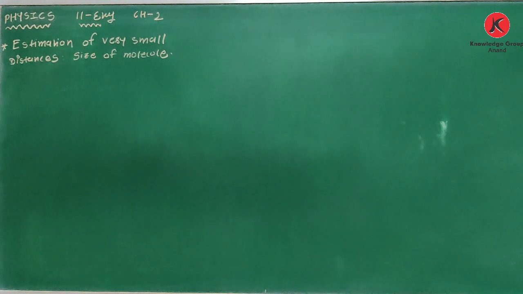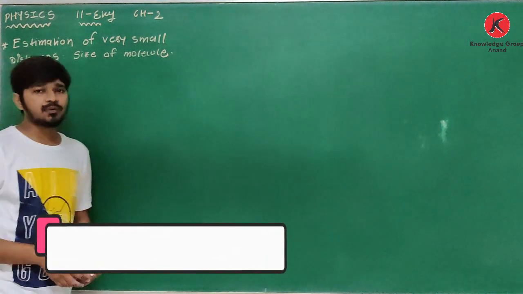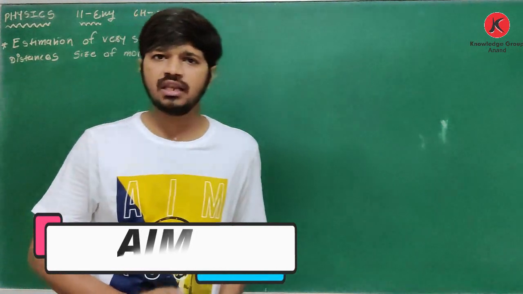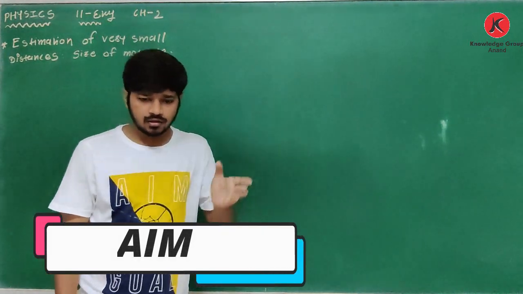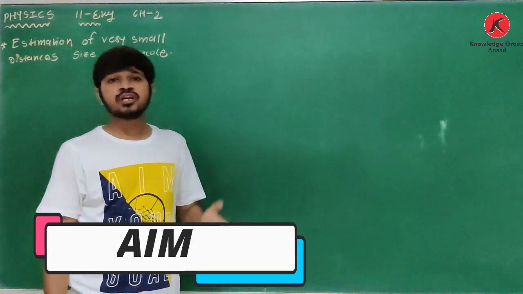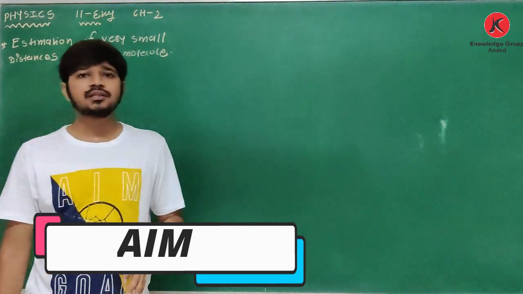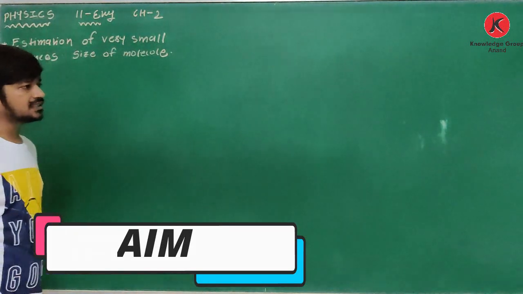Good morning students. Chapter 2: Units and Measurement. In the last lecture we discussed measurement of length, with the help of a meter scale, screw gauge, vernier calipers, speedometer, and some indirect methods for measurement of very large distances.